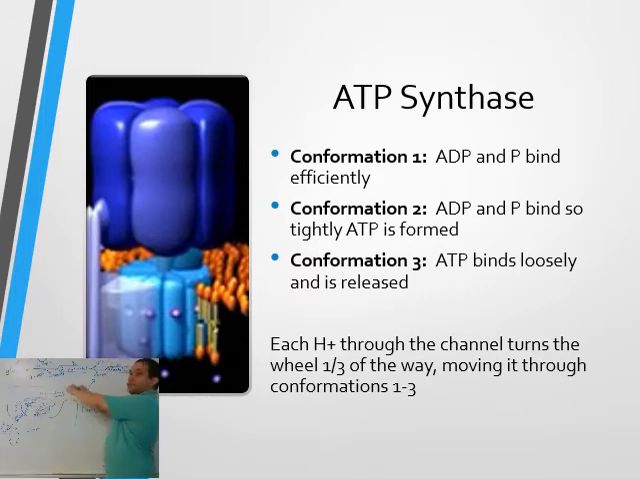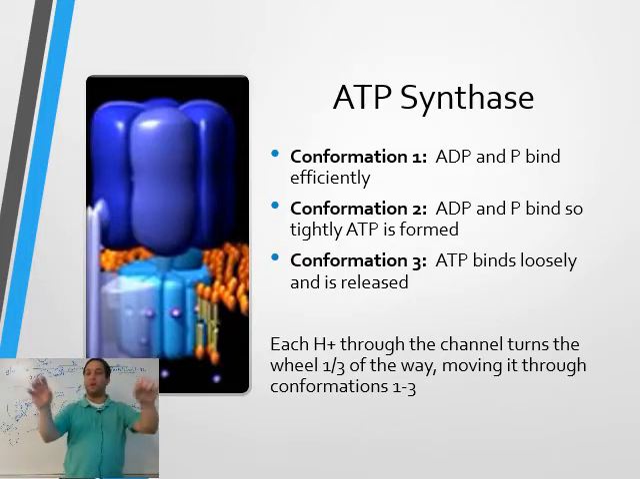Then that brings the ADP and the phosphate close together, binding them. As it spins again, that's released, which means you get back to the first conformation where you can bind a new phosphate and a new ADP. So 1, 2, 3.